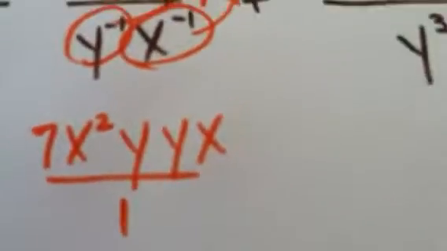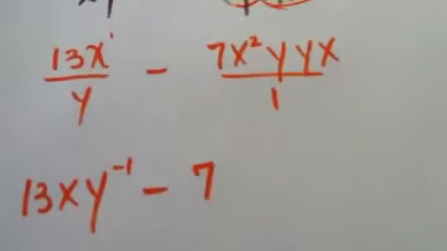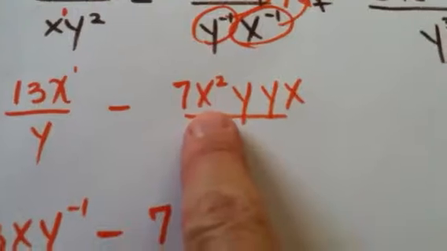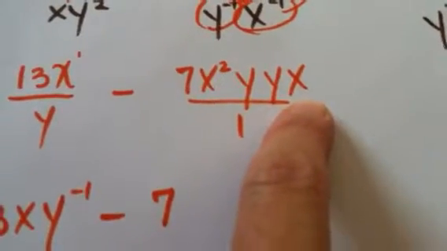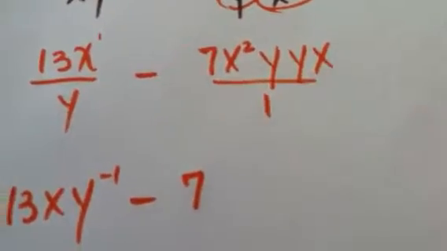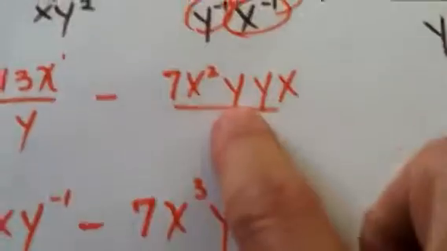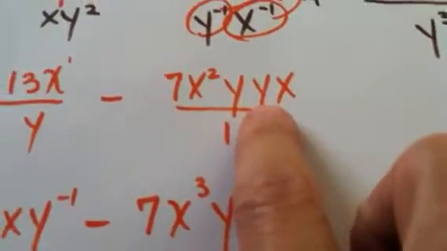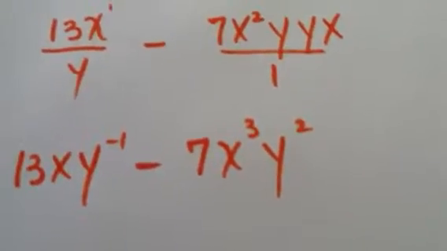Okay, so what do you have? I've got a 7, minus 7. Look how many x's here. You have x squared times x. If you're multiplying, what do you do with your exponents? You add them. So you would have x to the third. Y, notice you have a y to the first times y to the first. Add those exponents, you're going to get y to the second. So you get that right there.